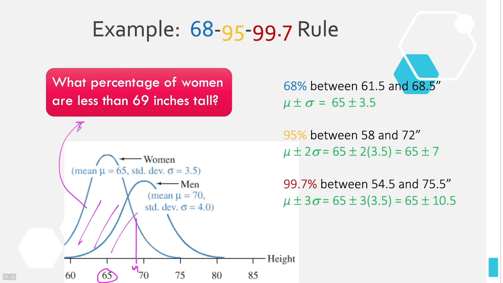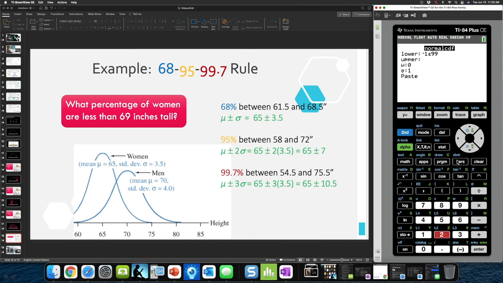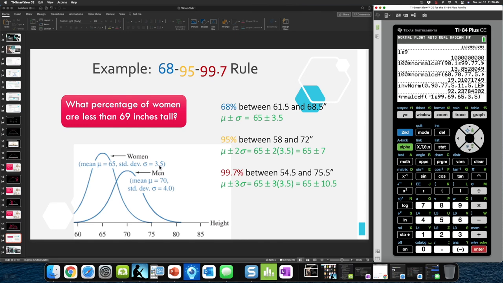We want to know this, but we want to know it as a percentage, so of course we're going to do 100 times, and then which calculator function will we use? Hopefully you said normal CDF, so I'll walk us through that as we put it into the calculator. So I'm going to do my 100 times, and then second DISTR, option 2 for normal CDF, and I do want negative 1E99, because I would go forever in this direction, and then my upper is actually 69, if you can remember the picture that I had, and then my mean is 65, it's written right there, and my standard deviation is 3.5, and when I plug all this in, I will get the answer to the question.